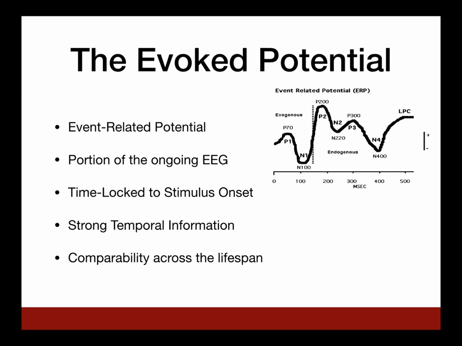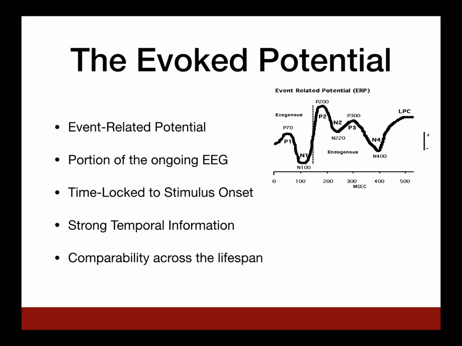So the evoked potential, or the event-related potential, is a portion of the ongoing EEG, as I said. It's time-locked to the stimulus onset. It gives you very strong temporal information, and importantly, it's incredibly comparable across the lifespan. And here it is in sort of a simplified way. And you'll notice that we label the ERP both in polarity, so positive or negative, and then also the duration or onset of that peak, or just simply the count of that peak. So this is the P70, or it could be the P1, this is the N100, or it could be the N1, the P200, or the P2, so on and so forth.